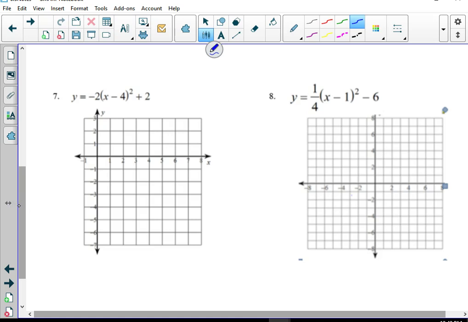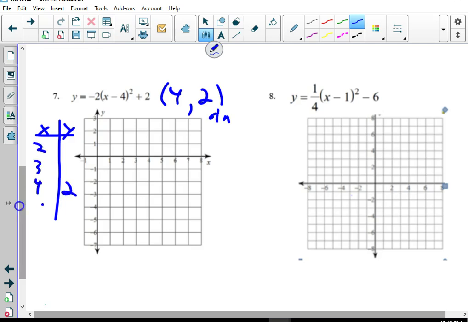So let's do number 7. I'm not going to do all these. Number 7. Okay? What's my vertex? 4, 2. Okay? Is it opening up or down? Down. So I'll make my xy table. I put 4, 2 right here in the middle. I count back 2. I count up 2. Alright? I put 4, 2 on my graph.